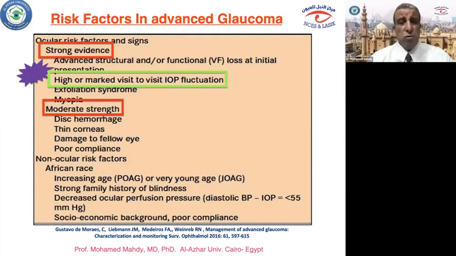Also, we should know that the socioeconomic condition and background, and the poor compliance of the patient, play an important role as part of the non-ocular risk factors. In addition to other factors, such as disc hemorrhage, synechiae, and damage of the fellow eye, and poor compliance, these are the most important points to highlight.